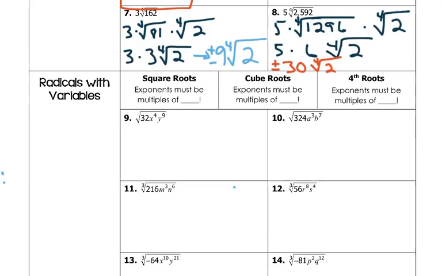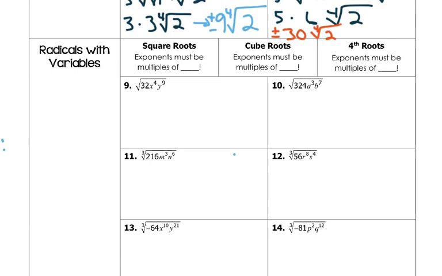All right, let's get this finished up. We're going to do, just for time purposes, and because we just did all that review, we're just going to go ahead and do the odds here to finish it up. All right, square roots, exponents must be multiples of 2. Exponents must be multiples of 3 for cube roots, and for fourth roots, yeah, you guessed it, 4. All right, well, you guys have done this already.